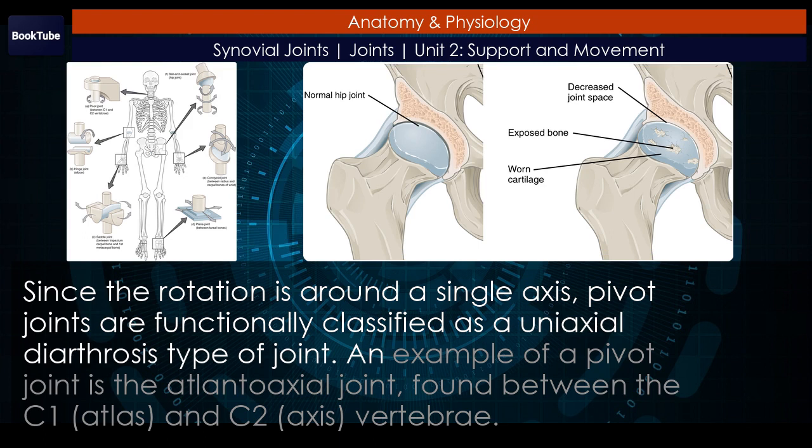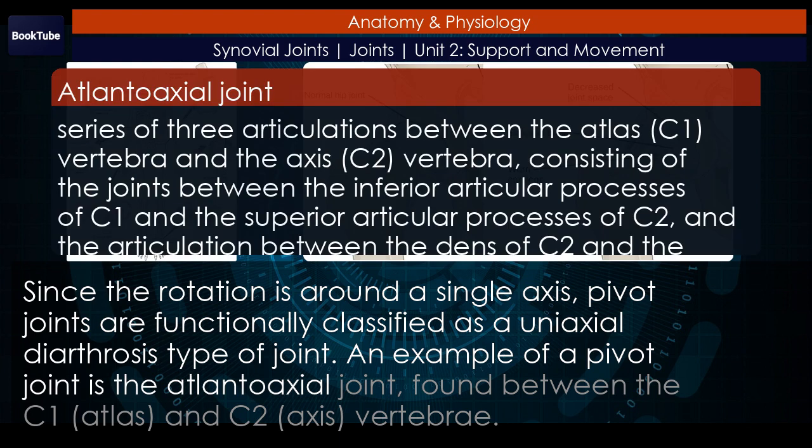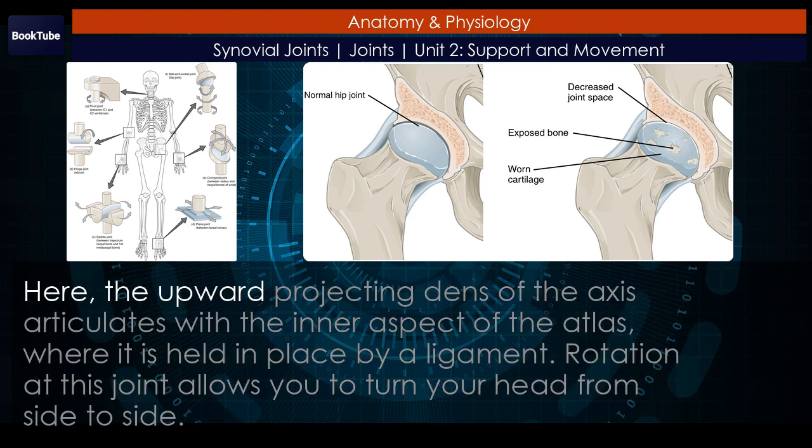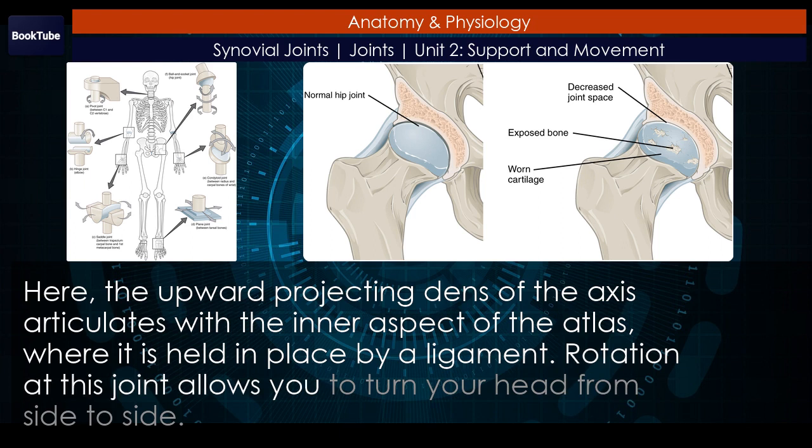An example of a pivot joint is the atlantoaxial joint, found between the C1 atlas and C2 axis vertebrae. Here, the upward projecting dens of the axis articulates with the inner aspect of the atlas, where it is held in place by a ligament. Rotation at this joint allows you to turn your head from side to side.